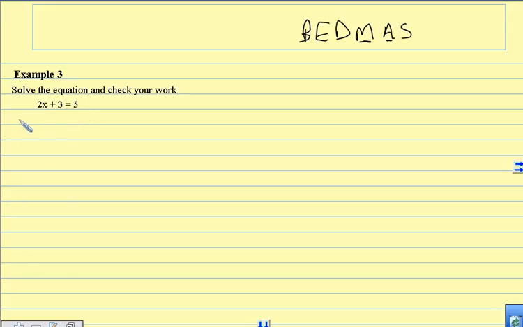So it would be multiply x by 2, okay? And then my second step would be to add 3, and then my result is 5. Okay? So when we're solving for things like this, we're going to work in the opposite order.